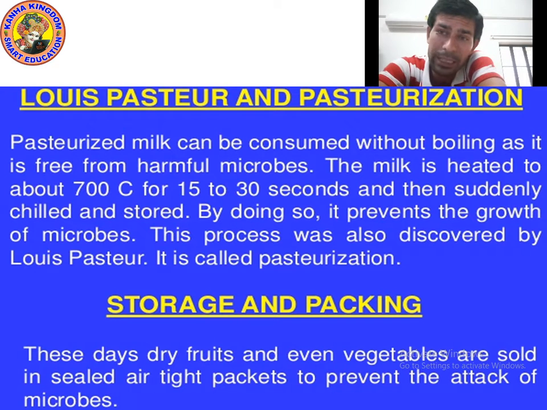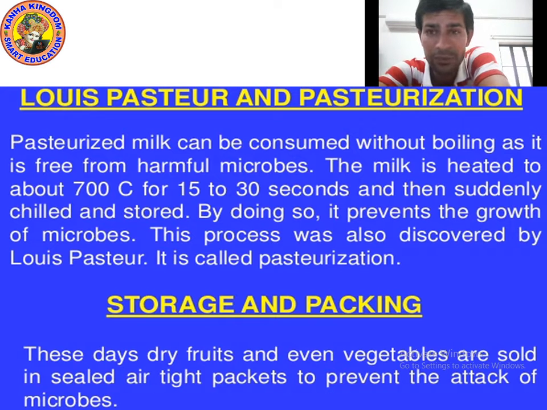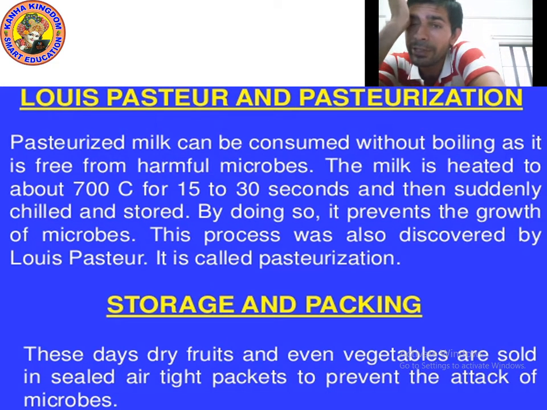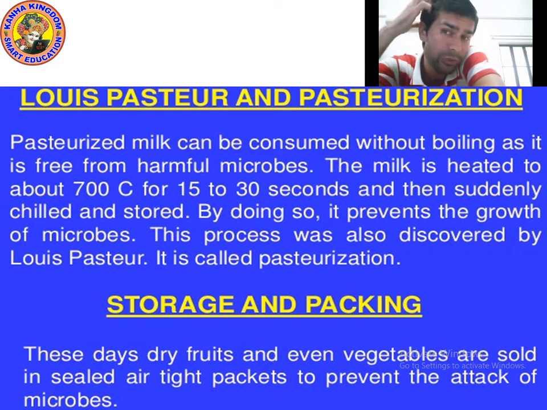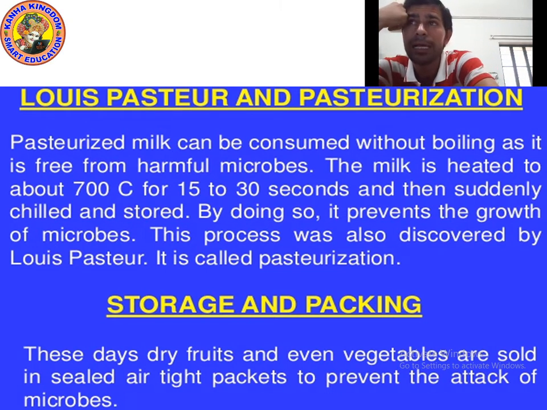How to protect them? The milk is heated at about 700 degrees Celsius for 15 to 30 seconds and then suddenly chilled and stored. First of all, we boil at 700 temperature for 15 to 30 seconds. Then we chill them and store them.